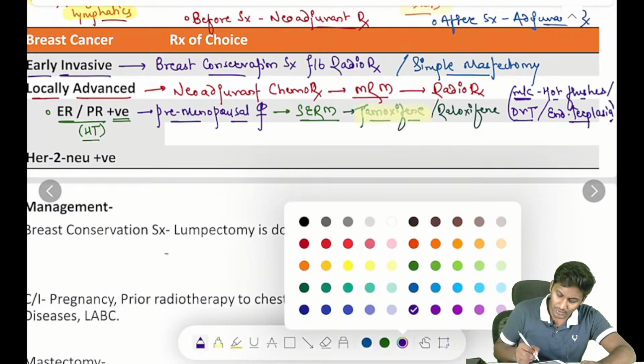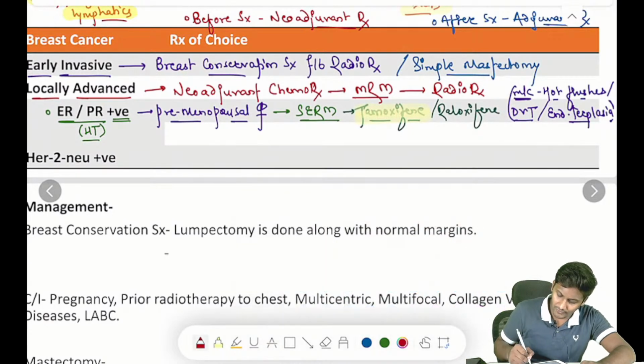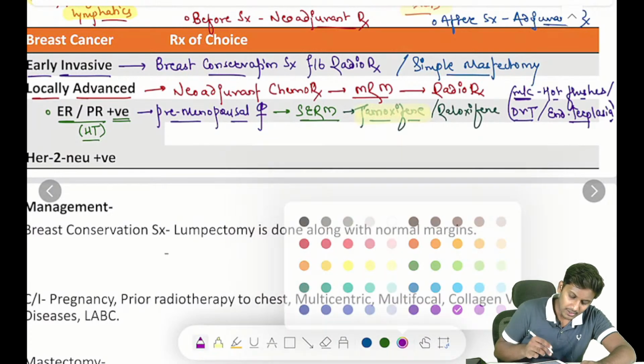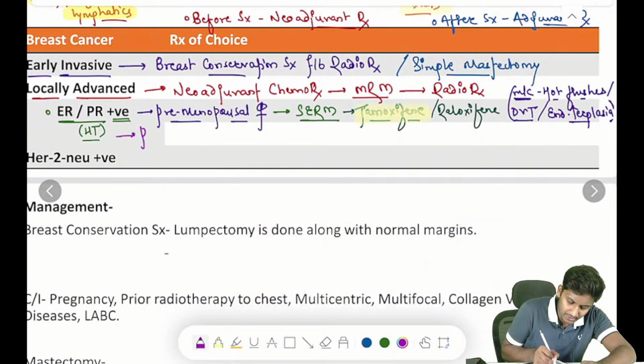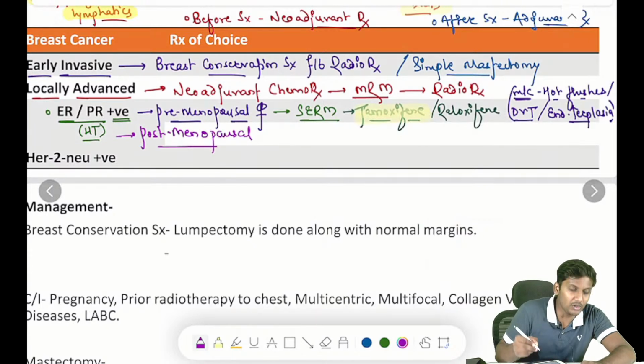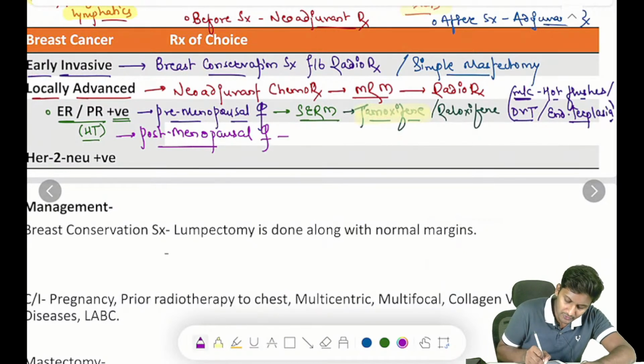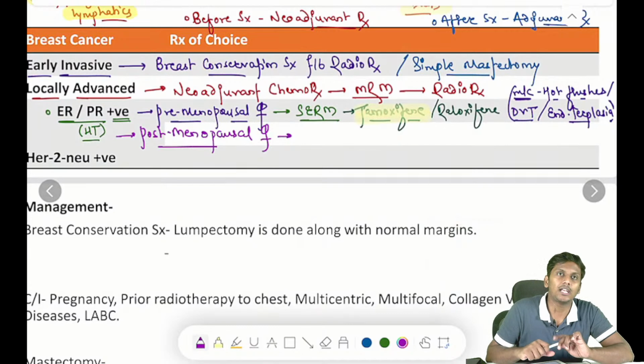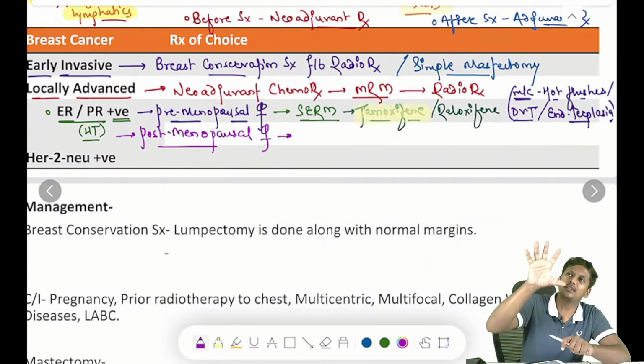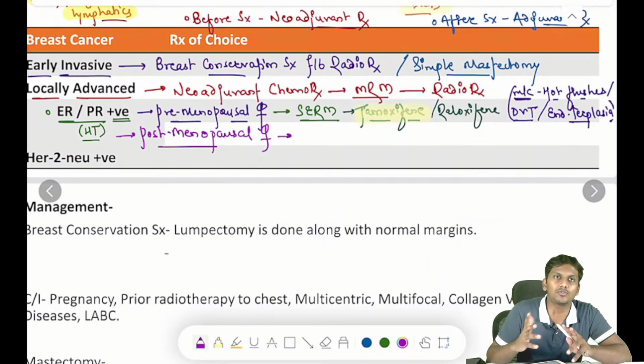Next, definitely this was about a premenopausal female. Now if I talk about a postmenopausal female, the patient who has already attained her menopause, that means her menses have stopped. So in a postmenopausal female, what is the main source of estrogen? Now her ovaries are not producing any estrogen. Why? Because after menopause the ovaries undergo atrophy, and therefore there is no estrogen coming from the ovaries. So there is no problem.